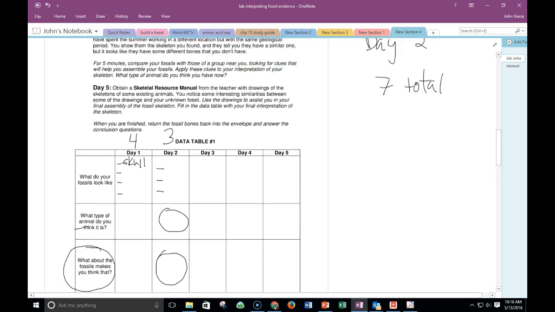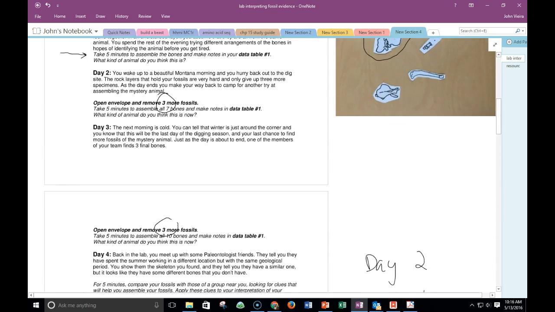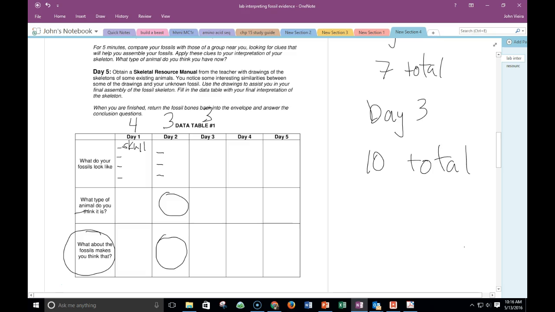Day 3 in the instructions, right? You'll notice after day 3, you're going to take out 3 more fossils. So day 3, you're going to have 3 more fossils for a total of how many, everybody? 10 total. There are more than 10 bones in your envelope, but you're only taking out 10. So each group may have different 10 fossils than another group.